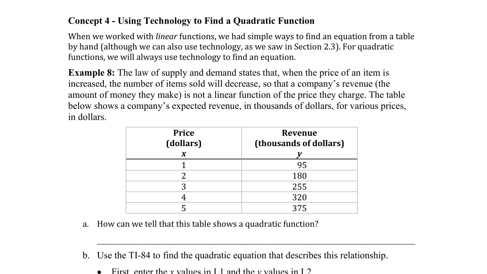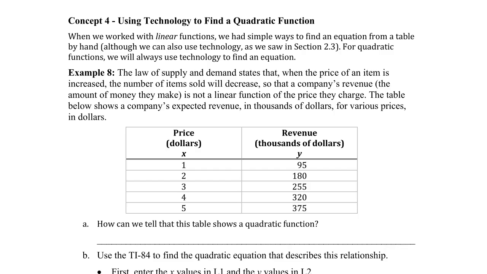Here we have a table of values illustrating the law of supply and demand. The law of supply and demand says that as an item's price increases, the number of items sold will decrease, because people are going to buy less of something if it costs 20 bucks than if it costs $1. So if a company charges more for things, they make more money, except they don't sell as many things. So that also slows down how fast the amount they make goes up.